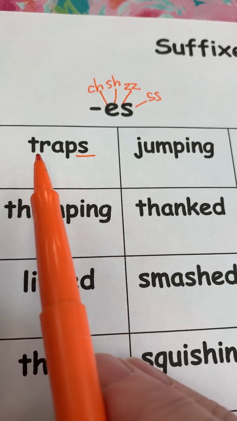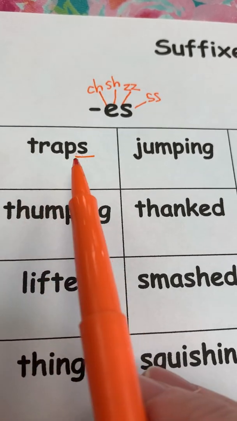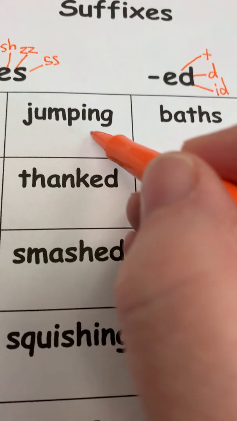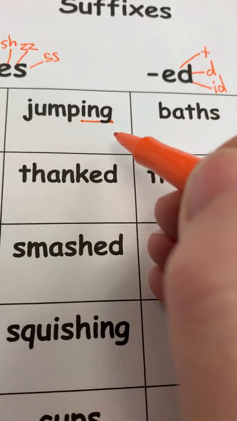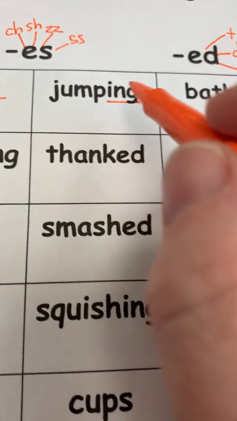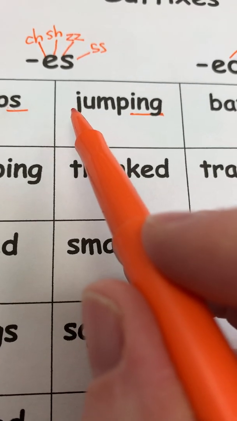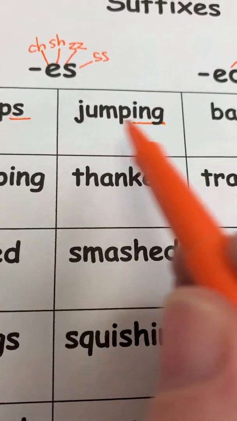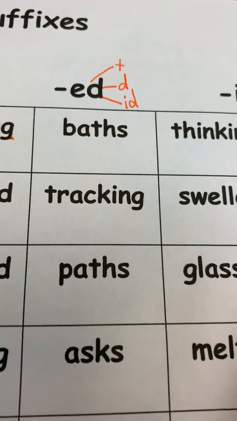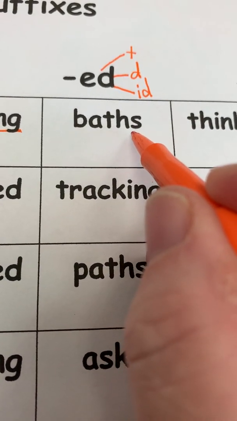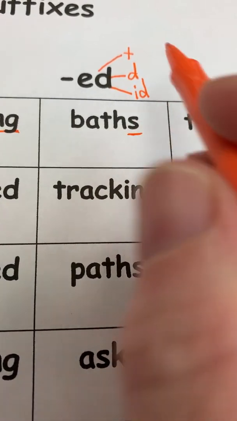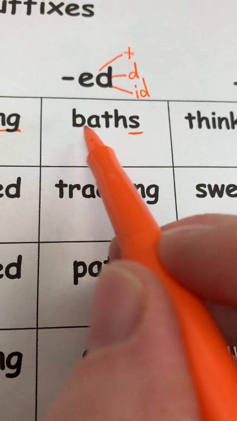Trap. Traps. Good. Underline that ing. That's the suffix. Here we go. Jump. Jumping. Good job.